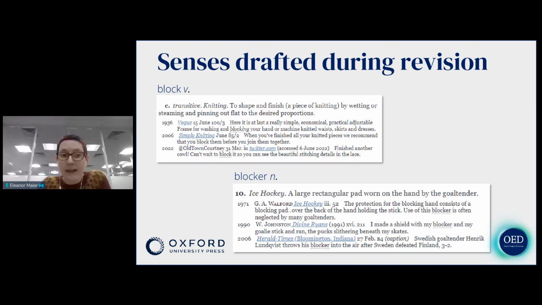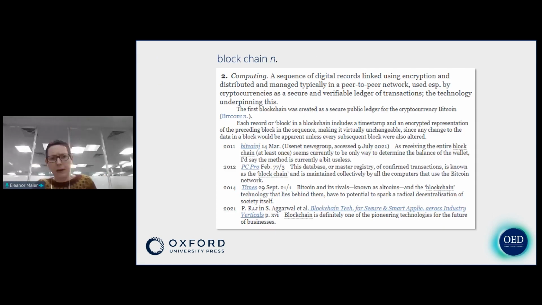So for example, there's a knitting sense of block, verb, which we added, which is you block a jumper, for example, when you soak it and lay it out to make the stitches relax and make it all look nice. So we added that new sense that wasn't in the original entry for block. We added a new sense of blocker, a piece of goaltending equipment in ice hockey. And as well as new senses, we also draft entirely new entries. Here's another new sense for blockchain, which is probably quite familiar to people now because of cryptocurrencies and Bitcoin. But we drafted this as part of the revision of block. So these are some examples of senses drafted during revision.